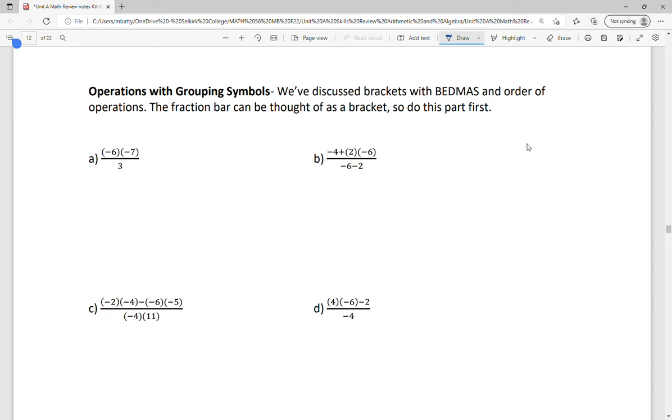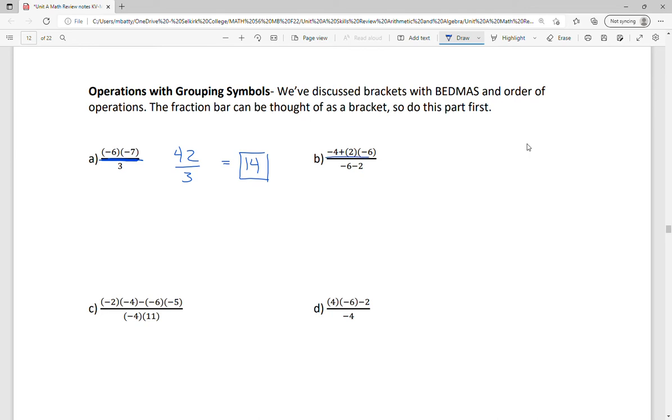So with these ones, we're going to stay with these grouping signs, remembering that that big dividing line was a grouping sign. So I do the top first, and then finish up. They're both divisible by 3. My answer is going to be 14 on this one.